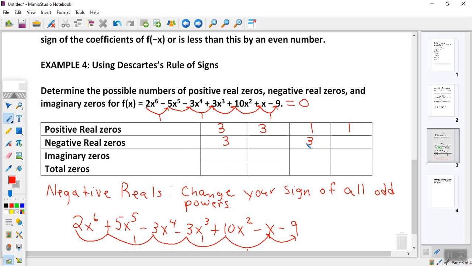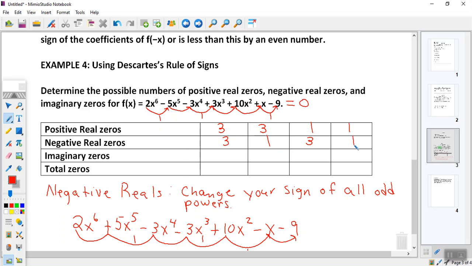Okay, so for negative real zeros, same thing. You change the signs of the odd exponents, and then you just check your sign changes. Now here's the deal, kids. Let's just talk about this right here. If you have negative real zeros, possibly 3, that could be the number of coefficients or less than this by an even number. So it's possible that there could be 3 negative zeros, or what else? Okay, put a 1 here and a 1 here.